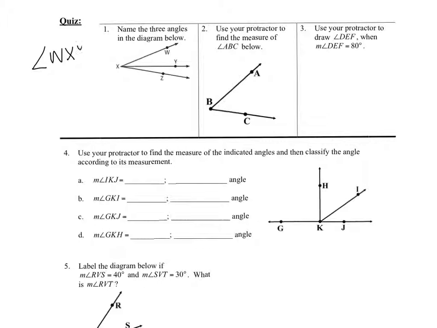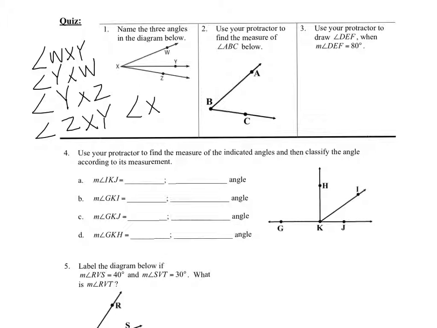WZXY. Could also say angle YXW, just kind of flipping that around as long as X stays in the middle. We could also go with angle YXZ and also flip that around, angle ZXY. And you could always still say angle X, which would mean the entire angle here, that entire angle.